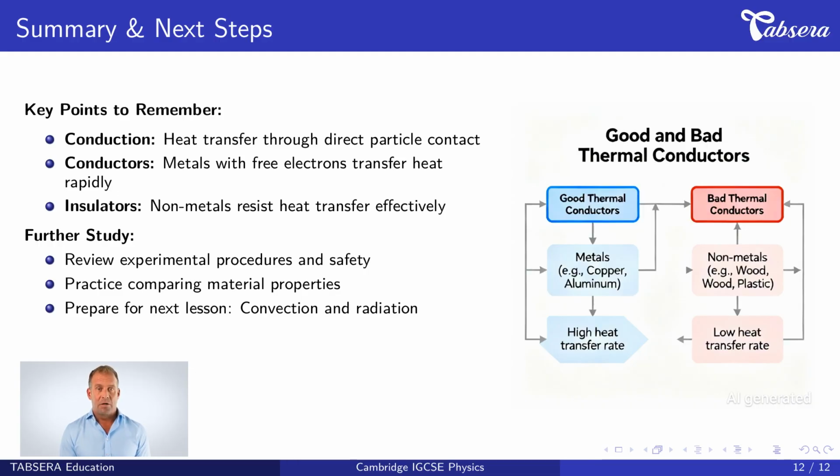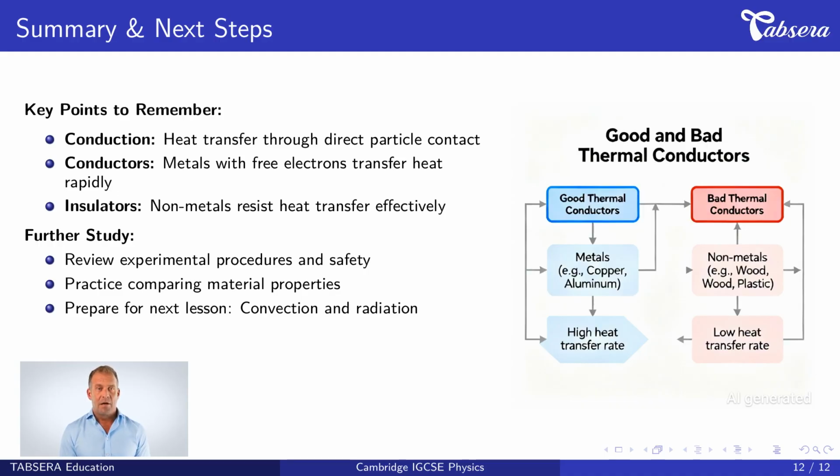Second, thermal conductors, particularly metals, contain free electrons that can move throughout the material, enabling rapid heat transfer. Examples include copper, aluminum, and steel, which are widely used in applications requiring efficient heat distribution. Third, thermal insulators are typically non-metals that resist heat transfer effectively because their electrons are tightly bound to specific atoms, preventing efficient energy transfer. Examples include wood, plastic, and air.